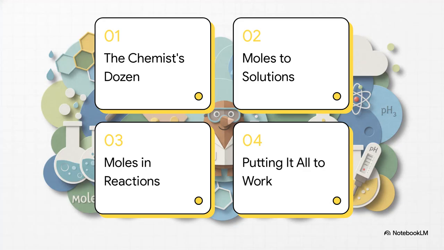So here's our game plan. We'll start with what I like to call the chemist's dozen, the mole. Then we'll see how to use moles to understand solutions and figure out what happens in reactions. And finally, we'll see how it all plays out in the lab. It's a straight line from an idea to actually doing something with it.